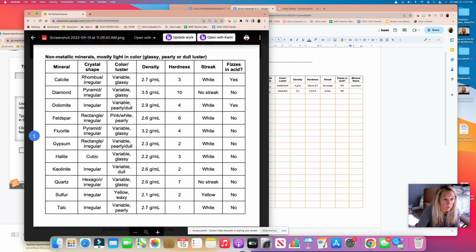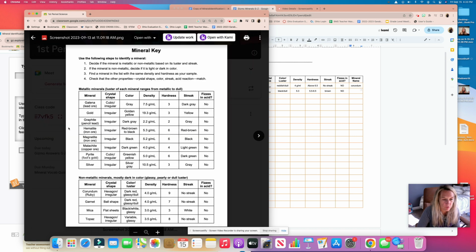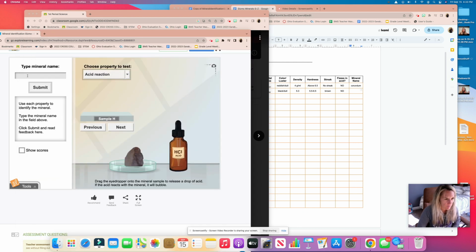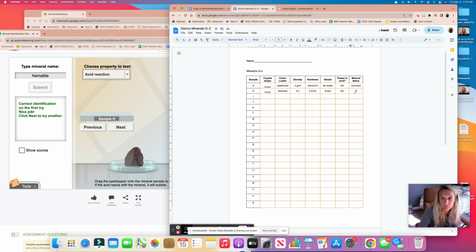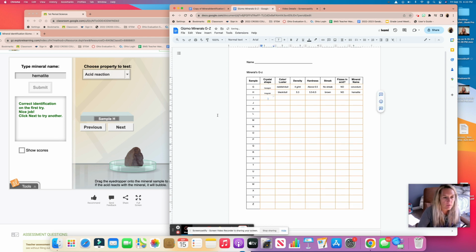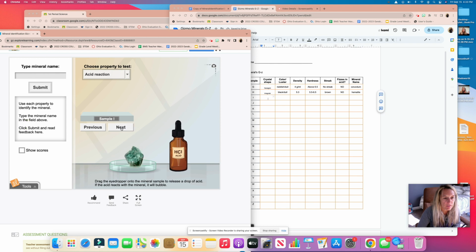5 point, that was the only one. So 5.3, let's see. Hematite, irregular, reddish brown color of the streak. Let's see if I spelled it right, and I am correct. So this one is hematite. All right, moving along to I.